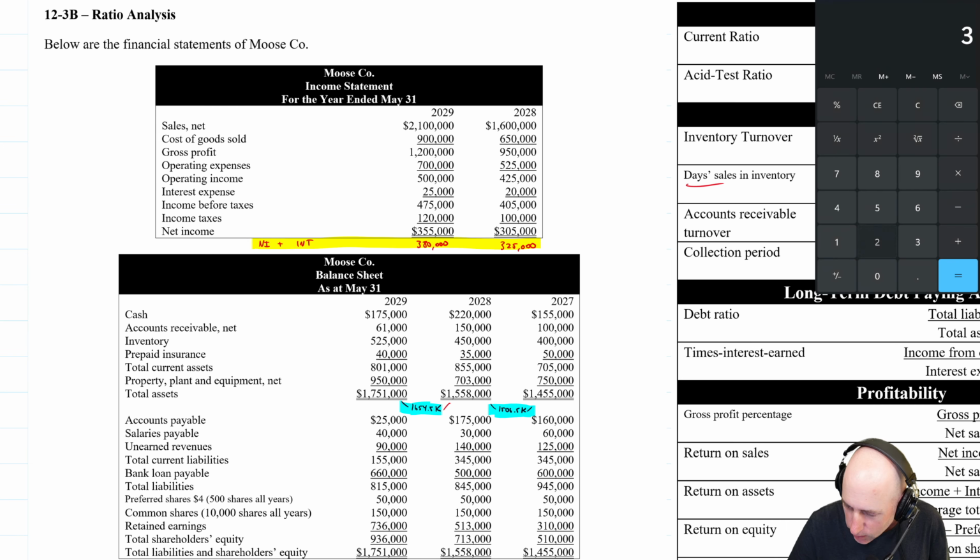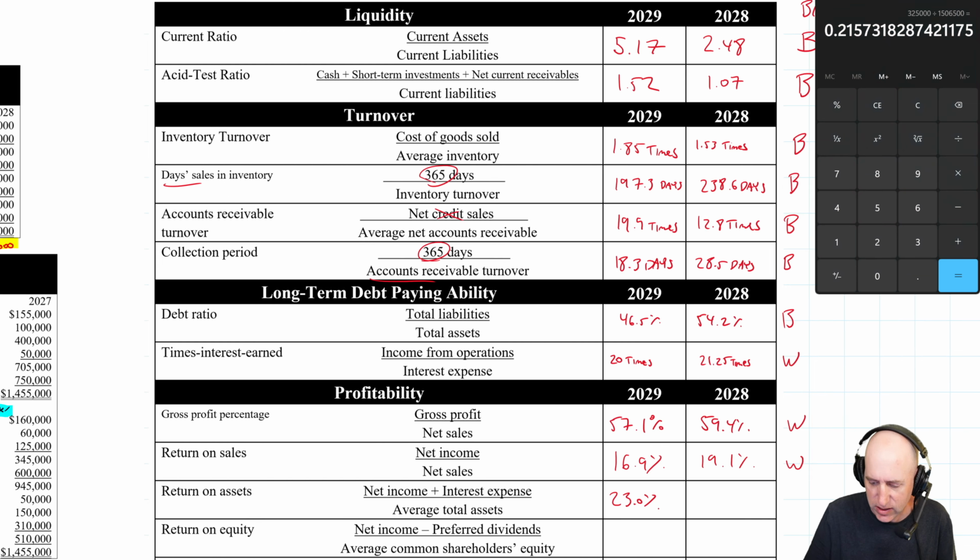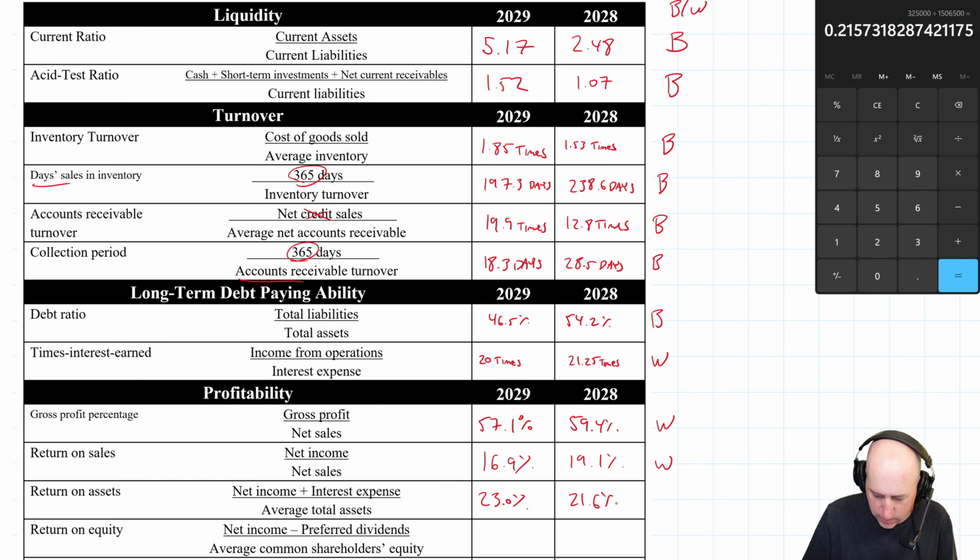And the year before, 325 divided by 1,506,500, that's 21.6%. Okay, so for profitability ratios, bigger is better. What is this measuring? It's saying how effectively we are using our assets to generate profit. Profit is a great measure for a company, but how well are we using our assets? If you're an investor, you're giving money, and you want to know how well they're going to use the assets they have to generate profit. So the answer here is they did better.